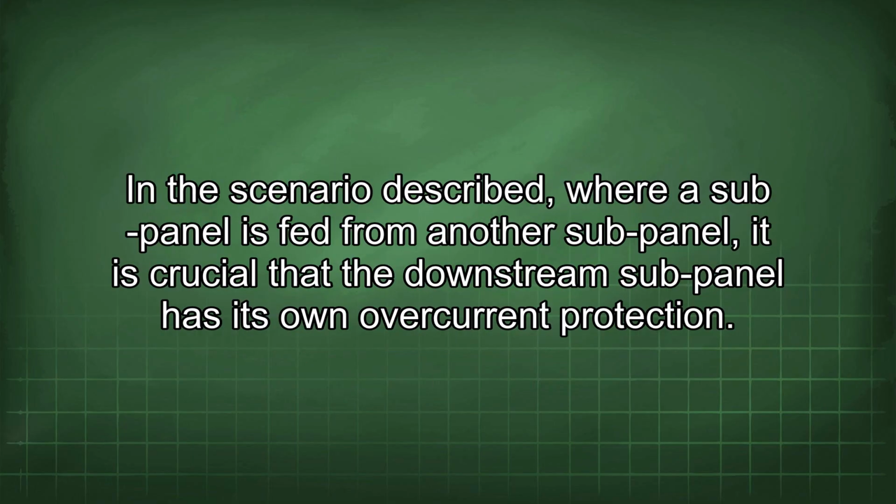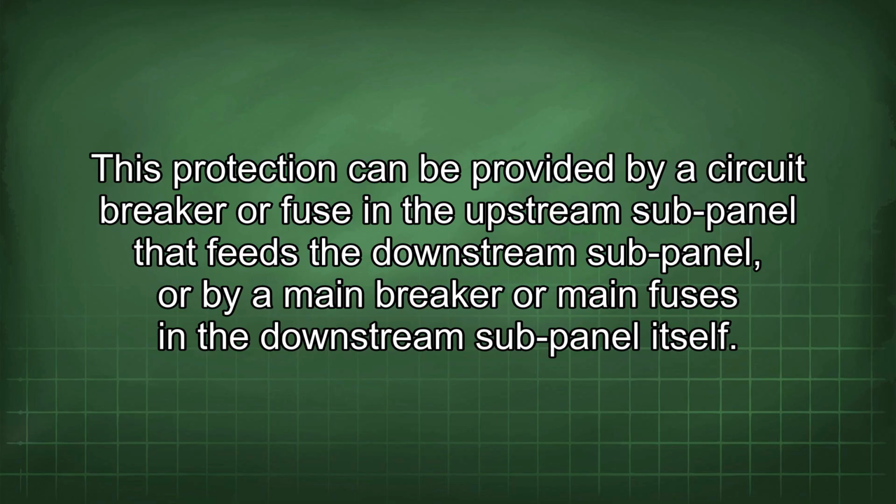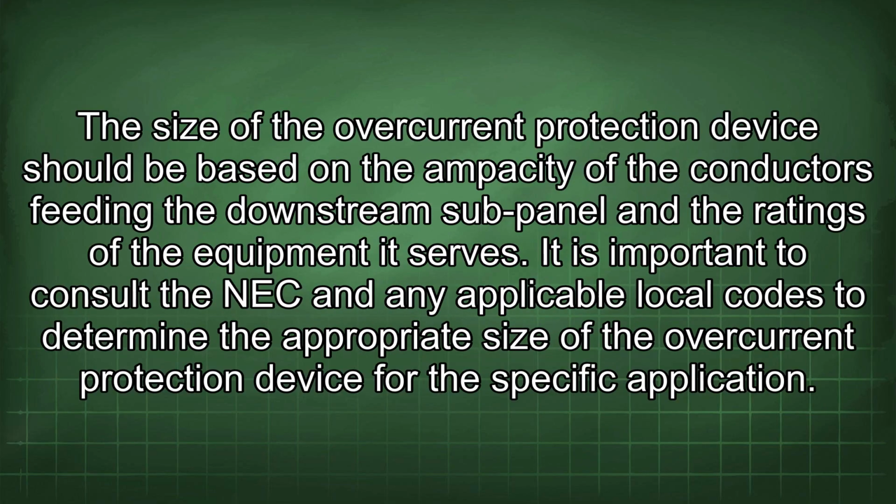In the scenario described, where a sub-panel is fed from another sub-panel, it is crucial that the downstream sub-panel has its own overcurrent protection. This protection can be provided by a circuit breaker or fuse in the upstream sub-panel that feeds the downstream sub-panel, or by a main breaker or main fuses in the downstream sub-panel itself. The size of the overcurrent protection device should be based on the ampacity of the conductors feeding the downstream sub-panel and the ratings of the equipment it serves. It is important to consult the NEC and any applicable local codes to determine the appropriate size of the overcurrent protection device for the specific application.